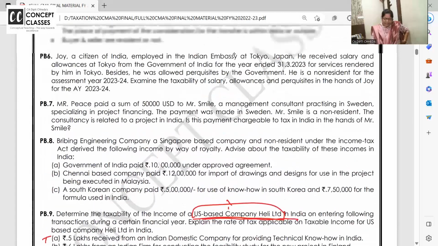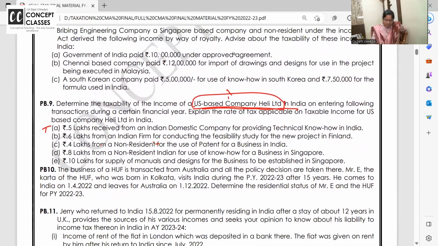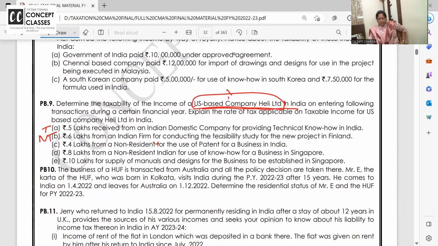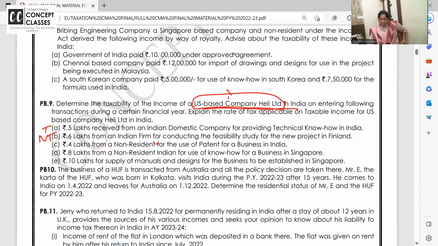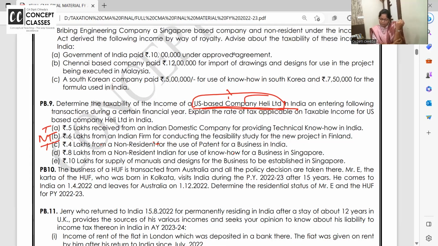So it is like this. Look, paid by a resident for business connection of a project outside India, not taxable. So this is not taxable. 4 lakh it is receiving from a non-resident for use of a patent. One non-resident is receiving 4 lakh from another non-resident for use of a patent for a business in India. Absolutely taxable. If you are giving business in India, then it is absolutely taxable.